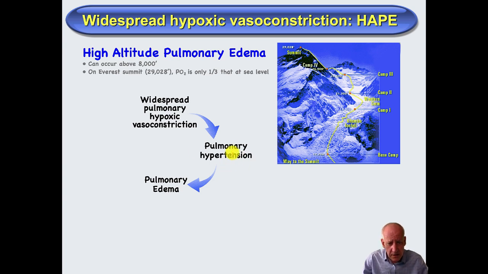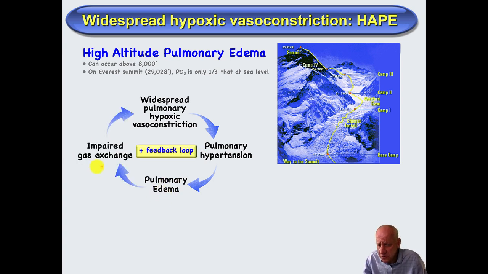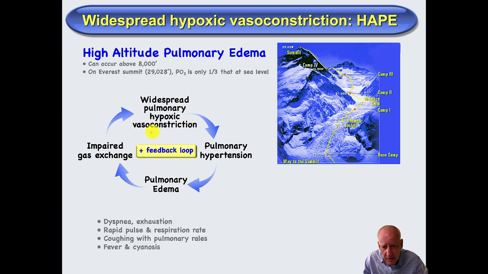Pulmonary hypertension, in turn, will promote fluid filtration out of the capillary into the interstitial spaces to cause pulmonary edema, and this will widen the diffusion distances and impair gas exchange. Because even less inspired oxygen diffuses into the lung tissues, there is worsening pulmonary hypoxic vasoconstriction. This sends the individual into a positive feedback loop, a worsening downward spiral.